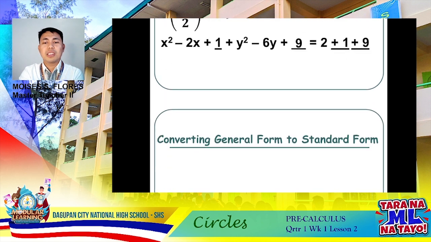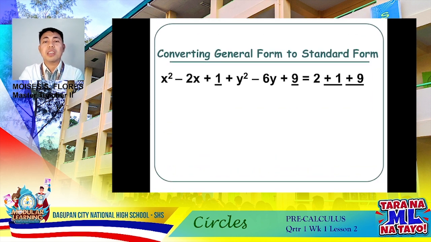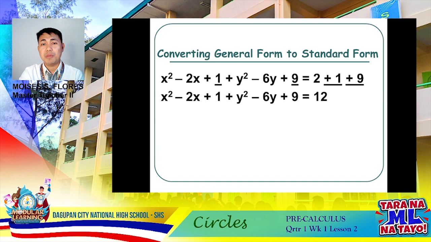Arranging it and simplifying further, especially our constants on the other side, we have x squared minus 2x plus 1 plus y squared minus 6y plus 9 equals 12. How did we arrive at 12? Simply by combining all your constants: 2 plus 1 plus 9 is equal to 12.